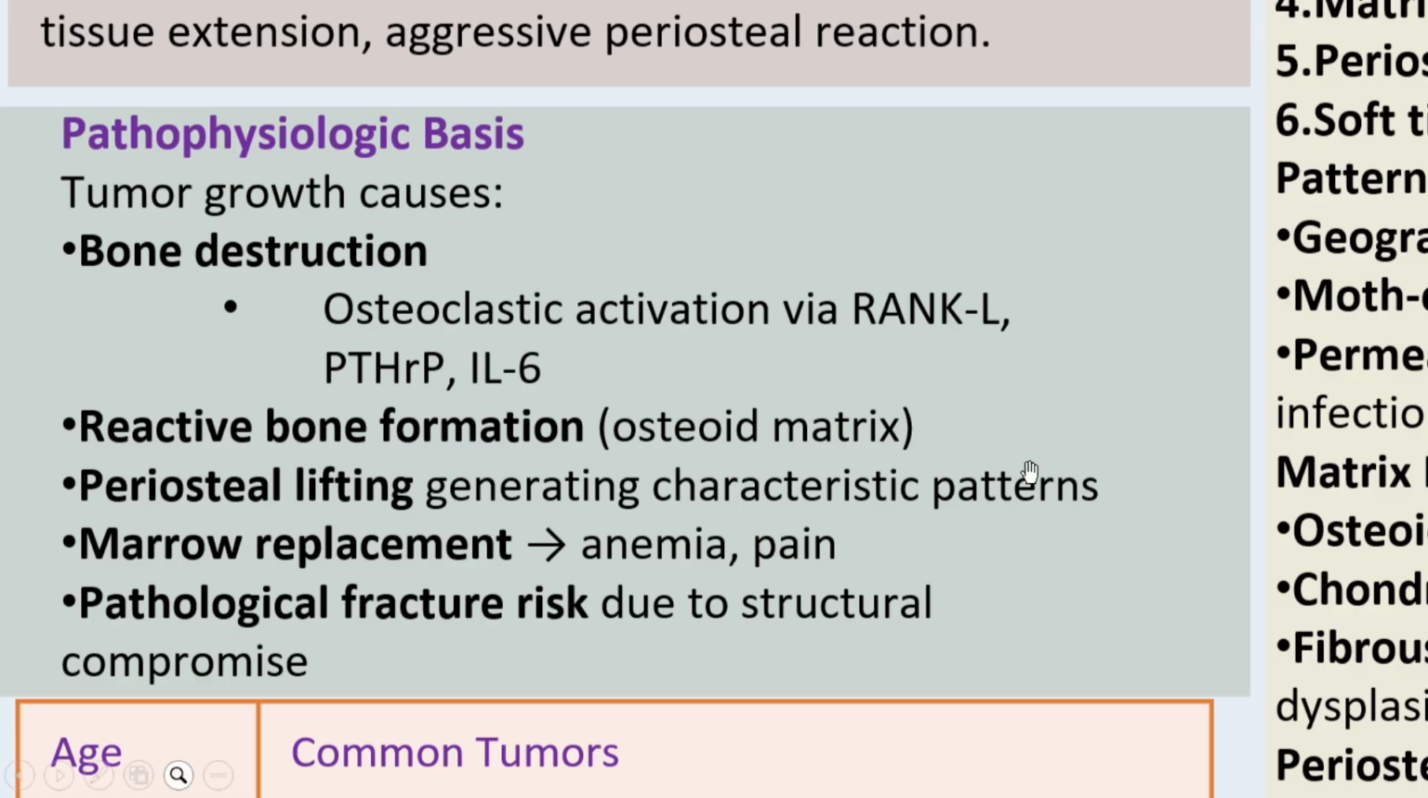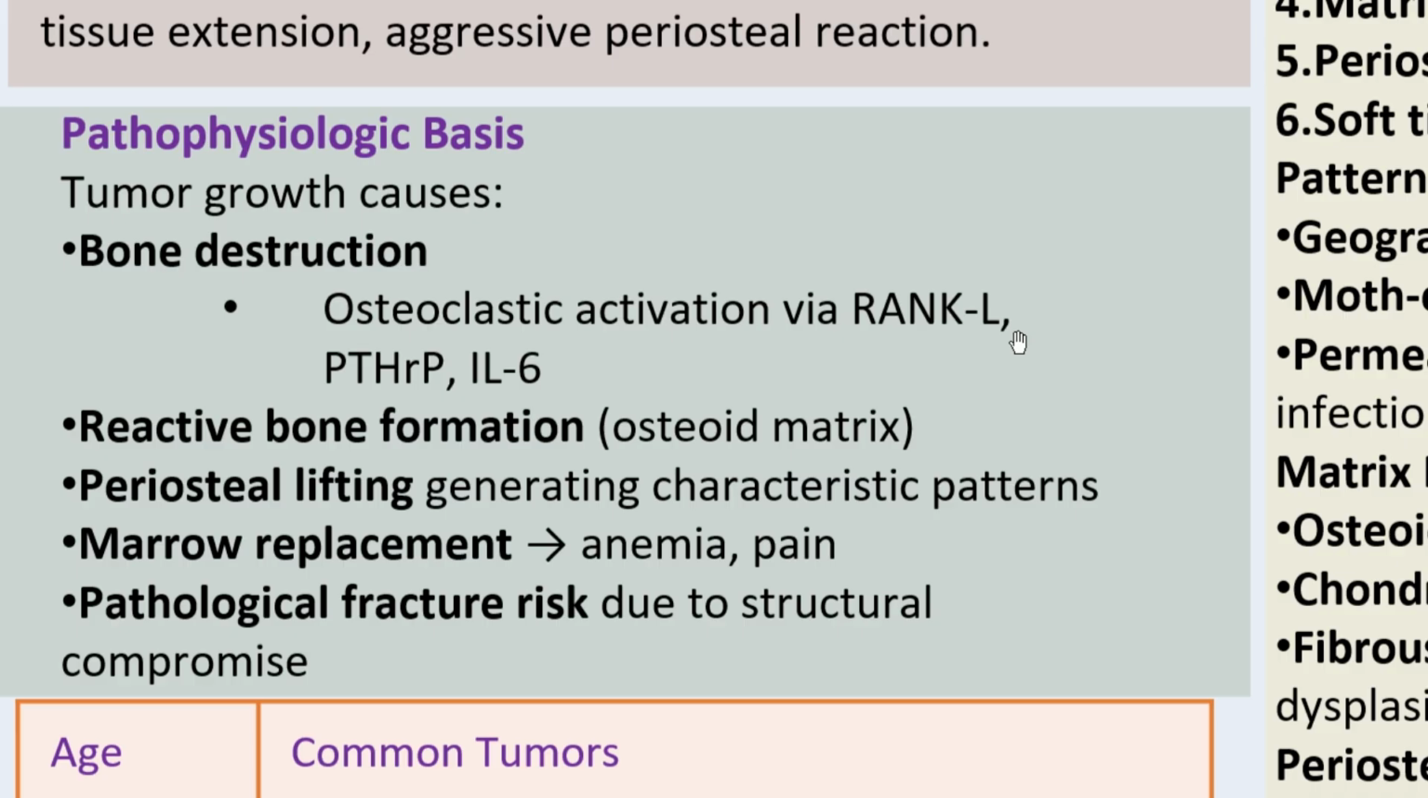Then we have reactive bone formation, and as this tumor is forming, it is forming bone. But this bone, before it is mineralized, we call it osteoid. So reactive bone formation is when we form the osteoid matrix, and we shall see certain tumors are going to form the osteoid, some are going to form cartilage, some are going to form other things, or some are going to cause fibrosis. The periosteal lifting is going to generate characteristic patterns, and these patterns sometimes can give us a clue to what pathology is going on.